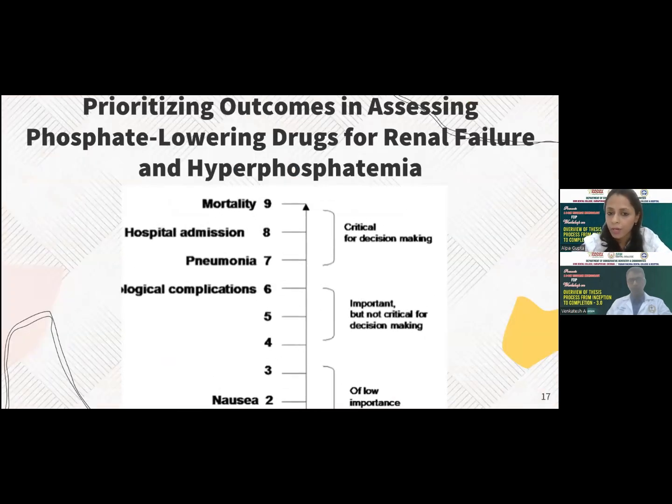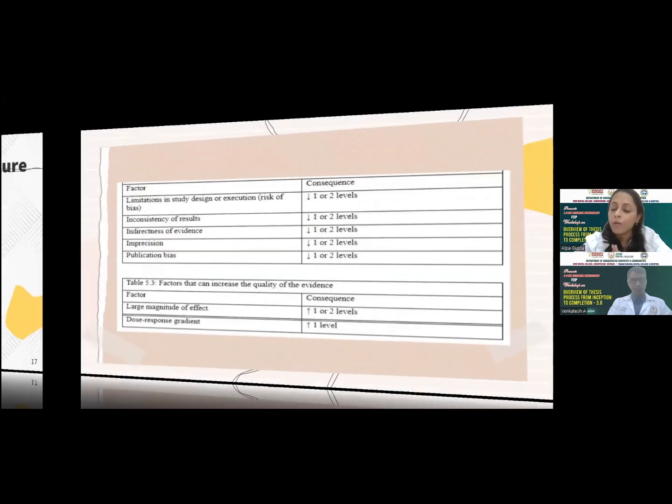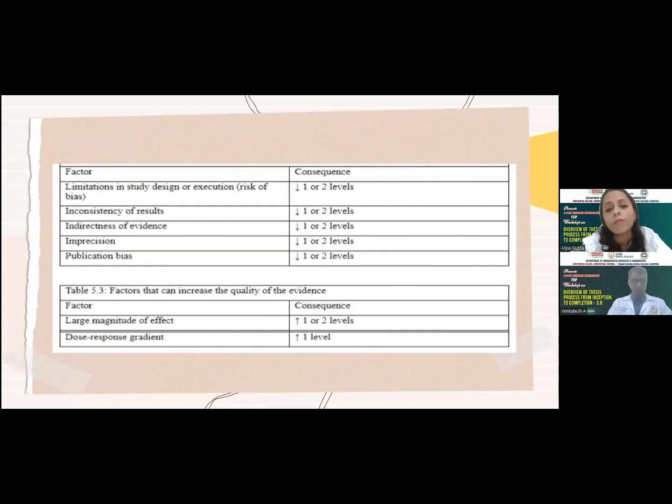Let's take an example to understand what I mean by important outcome, critical outcome, or outcome of low importance. Suppose we are prioritizing the outcomes in assessing a phosphate-lowering drug for renal failure and hyperphosphatemia. Nausea in this case will be considered an outcome of low importance, and mortality, hospital admission, and pneumonia are outcomes which are very critical for making the decision. So one has to be very clear while making recommendations about which outcomes are important for making the decision.